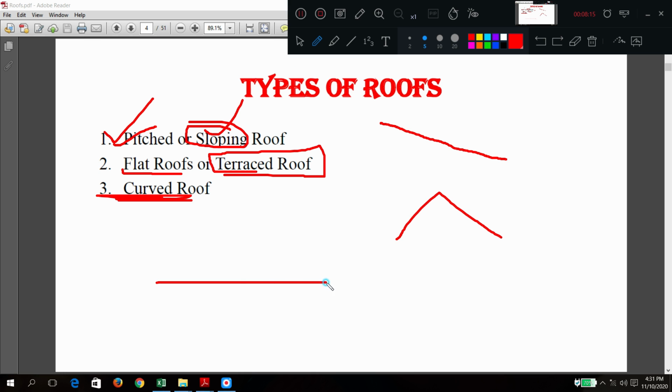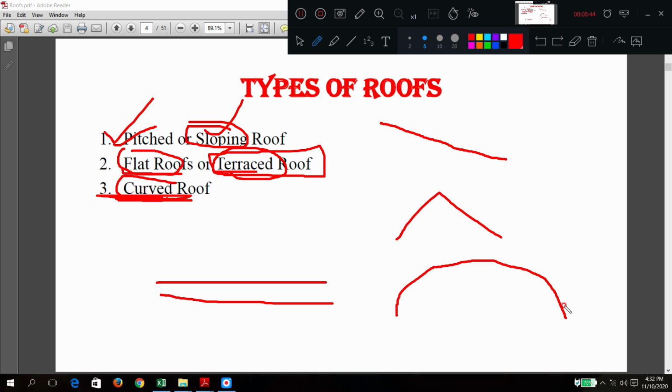If it is very flat, we will generally not see any slope, because otherwise water will be held there, water will become stagnant. To avoid that, a very slight slope is provided, but still we call it a flat roof or terraced roof, what we generally see, RCC and all. Last one is curved. So big museums, which attract tourists, all those things will come under curved roof. We have three major types.